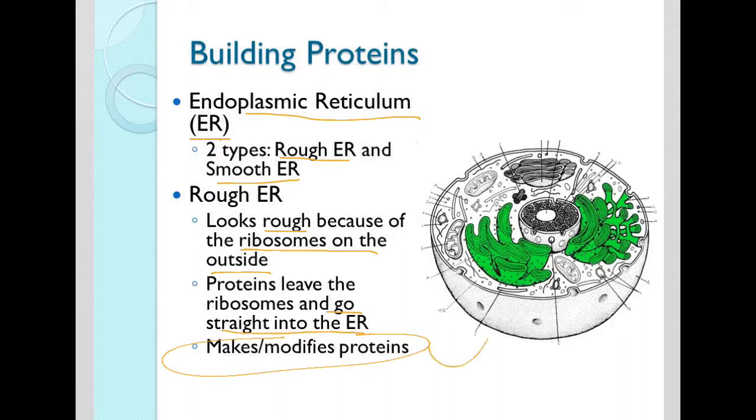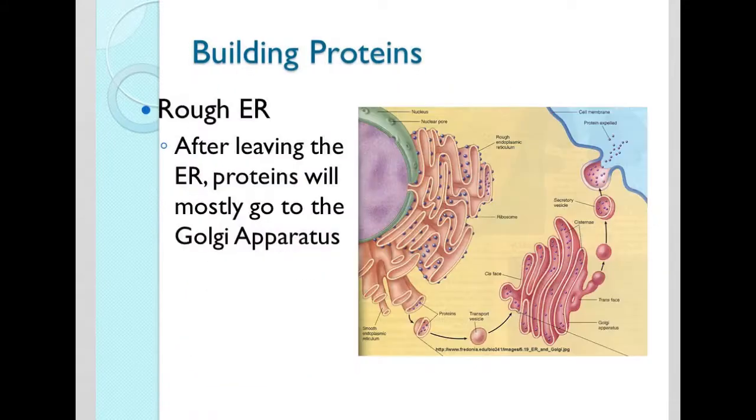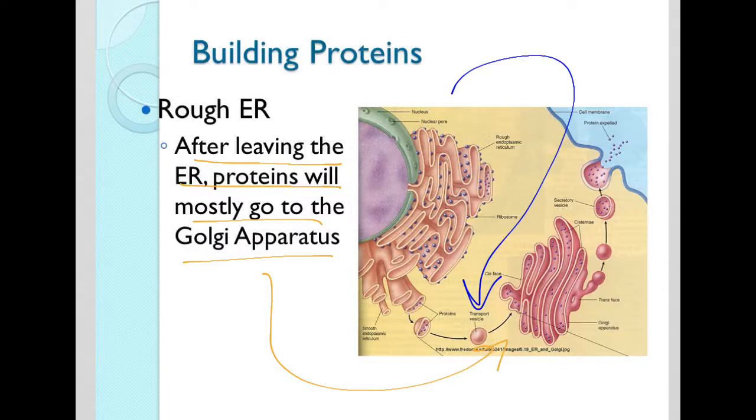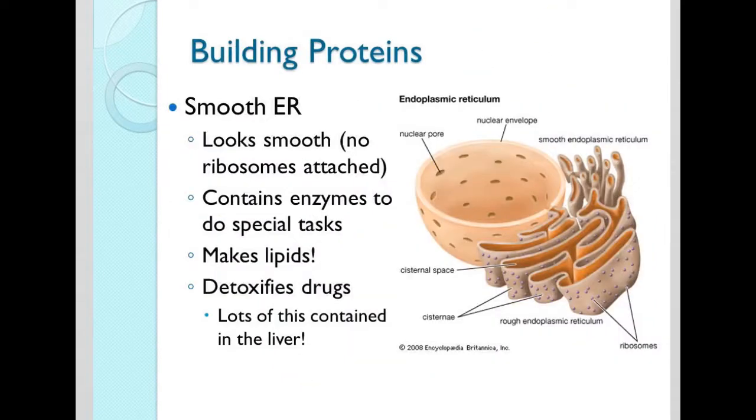In this picture, this section is the rough ER. Let me get a different color. This section is the rough ER, and there's a little bit of rough ER over here, and you can tell that it's rough because of all those dots on the surface. Those are ribosomes. Meanwhile, you might notice that ribosomes, also those little dots, are free-floating in the cytosol as well. After leaving the ER, proteins will mostly go to the Golgi apparatus, and of course, they travel there using vesicles, mentioned in our second video.